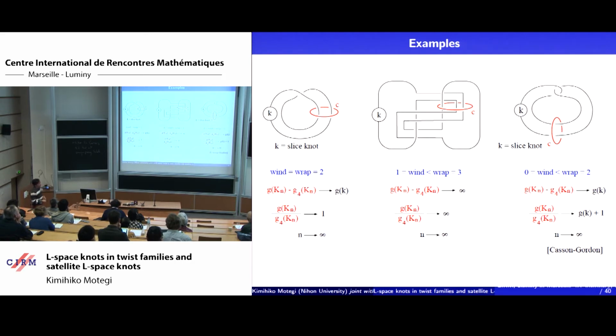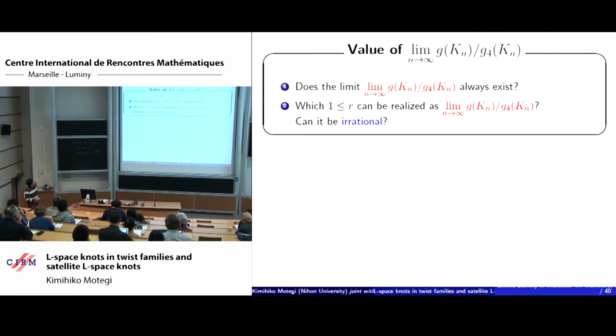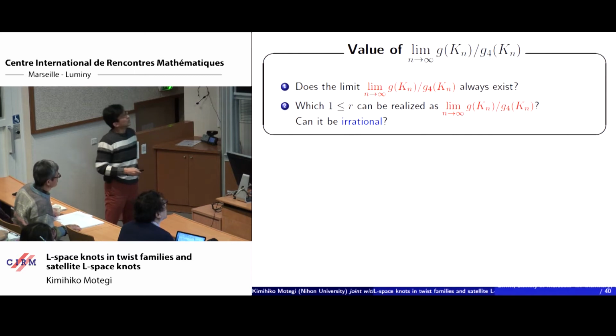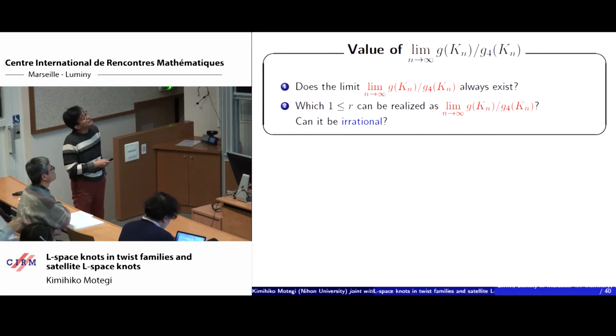And in this way, if we consider the limit of the ratio of the Seifert genus to the slice genus, it takes several values, including infinity. So perhaps it is natural to ask the following questions about the limit. The first one: does the limit of the ratio of the Seifert genus to the slice genus always exist? Here we allow infinity, so it means that there is a possibility of oscillation. Including infinity, does this limit always exist or not? This is the first question.